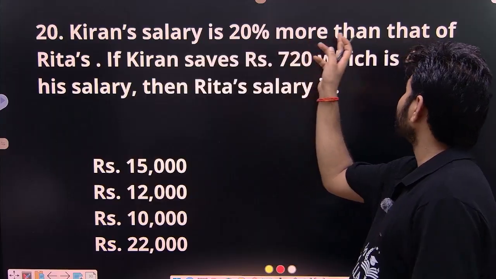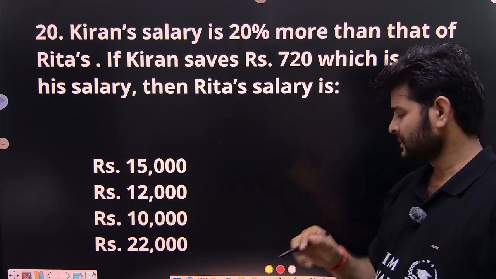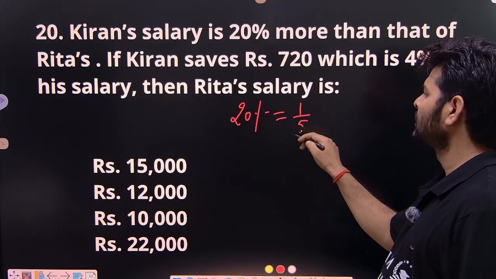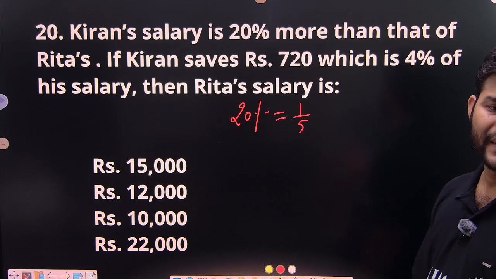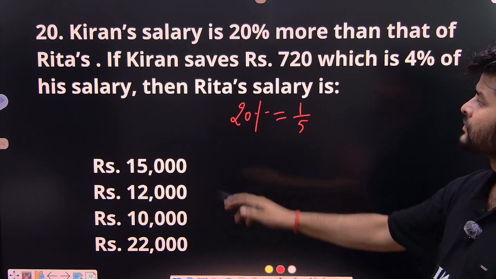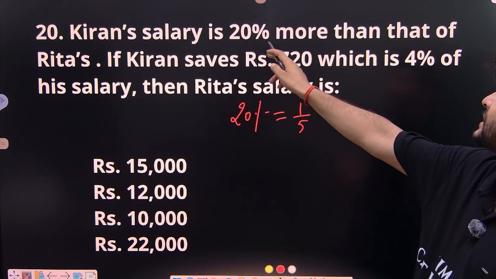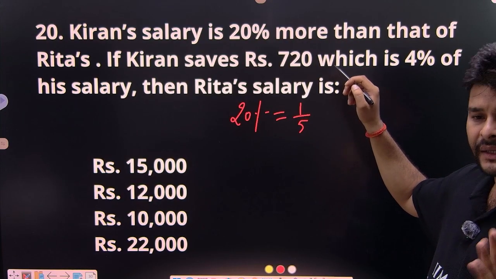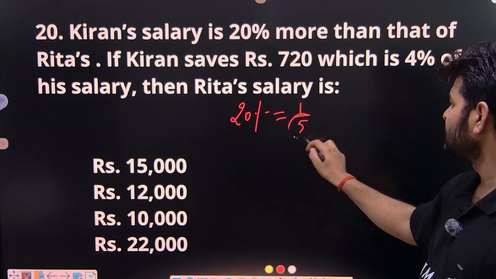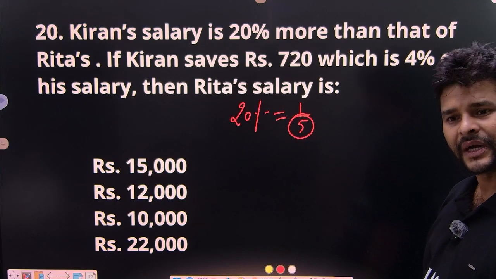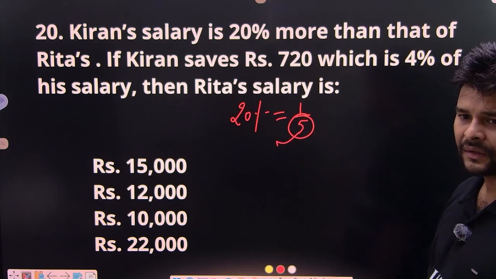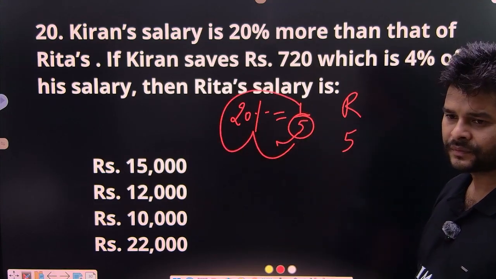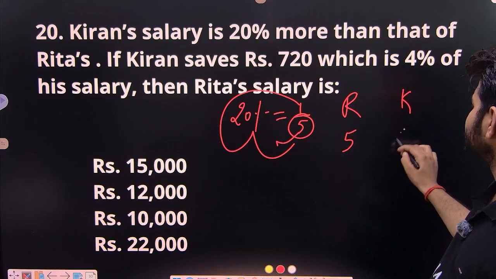Kiran's salary is 20% more than that of Rita's. That means the 20% fraction would be 1 upon 5. Whom are we comparing by? Rita. Kiran's salary is 20% more than that of Rita, so the value written in the denominator, Rita's, is the comparative value. That means Rita is making 5. If Rita is making 5, then Kiran is making 1 more. So Kiran is making 6.